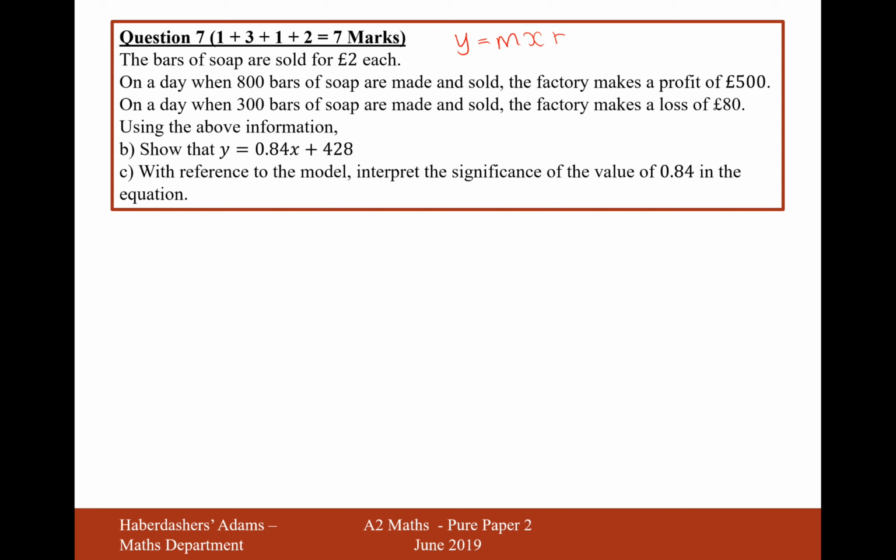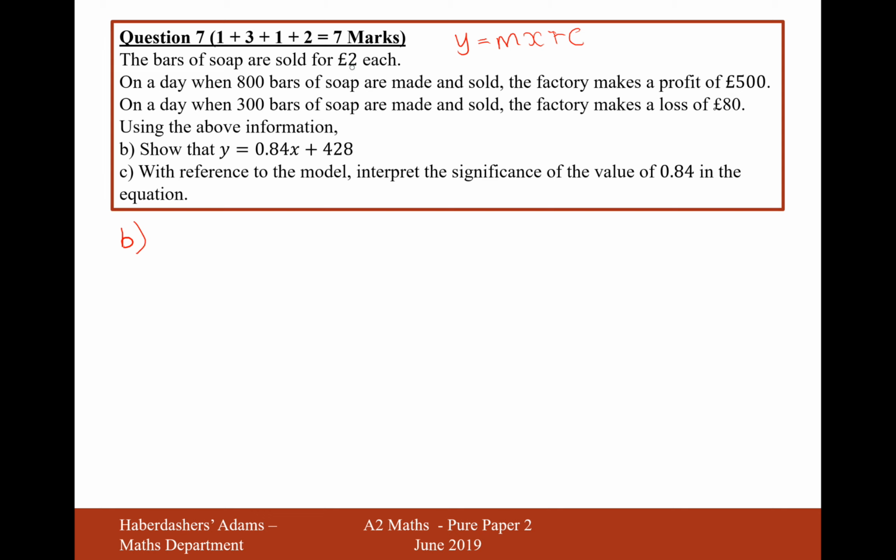So the bars of soap are sold for £2 each. On a day when 800 bars of soap are made and sold, the factory makes a profit of £500. On a day when 300 bars of soap are sold, the factory makes a loss of £80. Using the above information, show that y equals 0.84x plus 428.